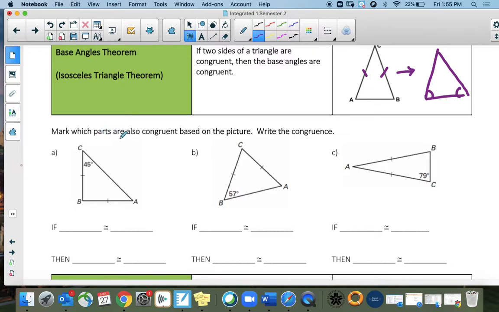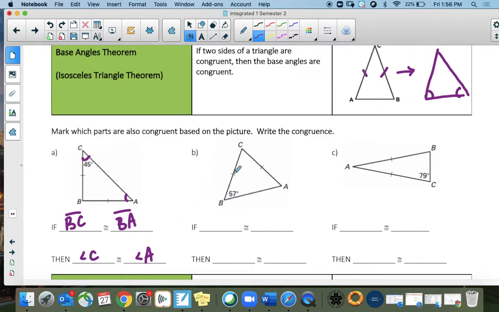So it says mark which parts are also congruent based on the picture, and then write the congruent statement. So because we know the sides are congruent, we know that the angles are congruent. So we would say if side BC is congruent to BA, okay, BC is right here, BA, then we know the base angle, angle C, is congruent to the base angle A. Okay, so if BC is congruent to BA, then angle C is congruent to angle A.